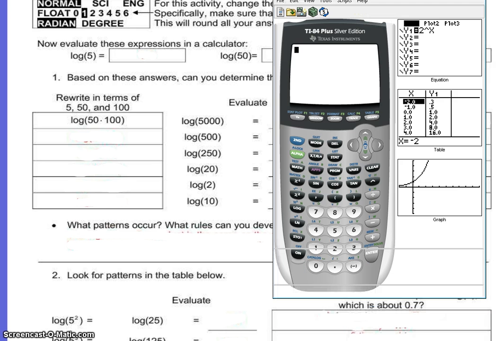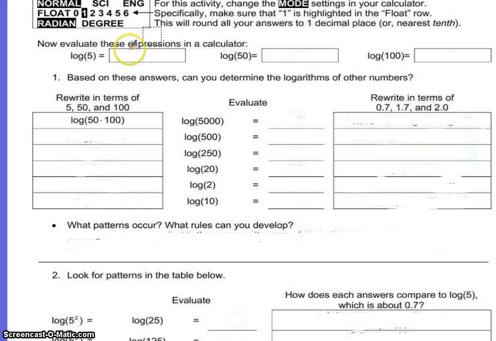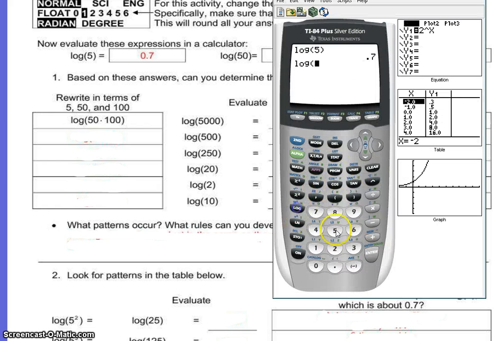Now I want to evaluate these logs using my calculator. When I go to my calculator and I plug in log of 5, it returns a value of 0.7. Now I'm going to do the same thing for 50 and 100. When I do log of 50, as a general practice, just make sure you close your parentheses. And then I do log of 100. I get 1.7 and 2.